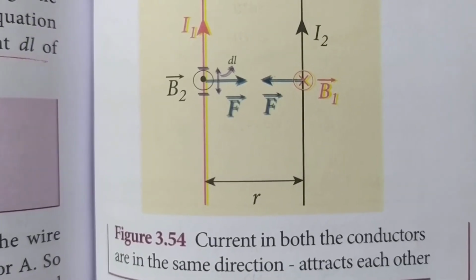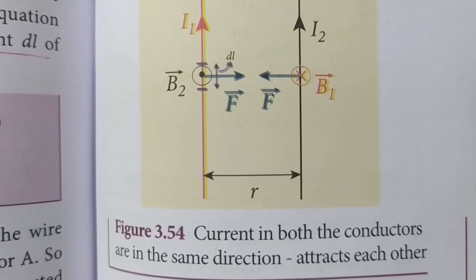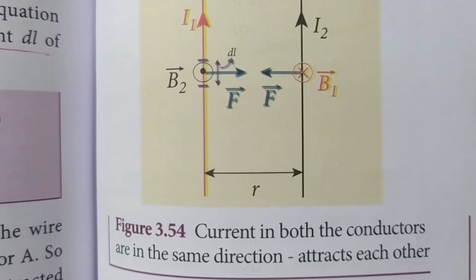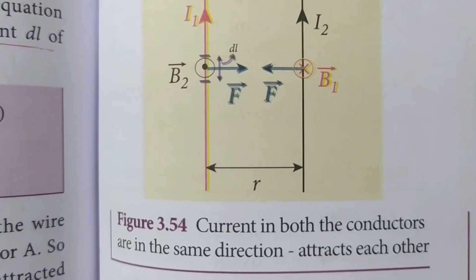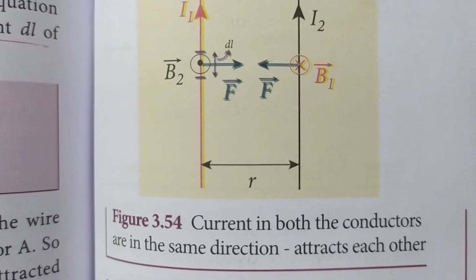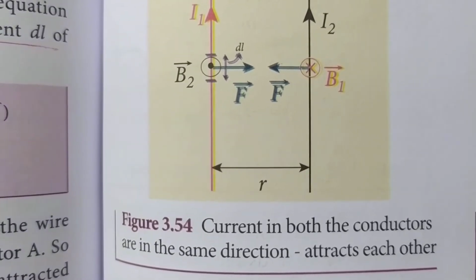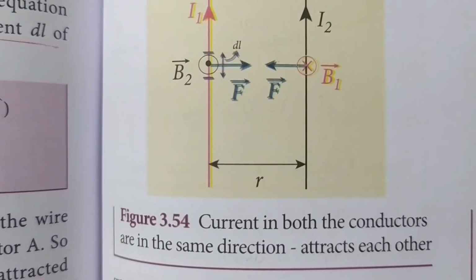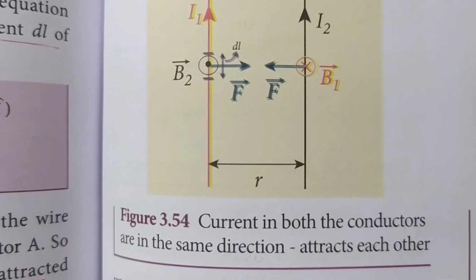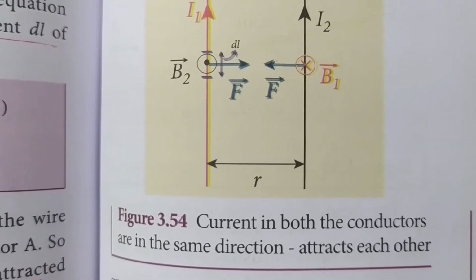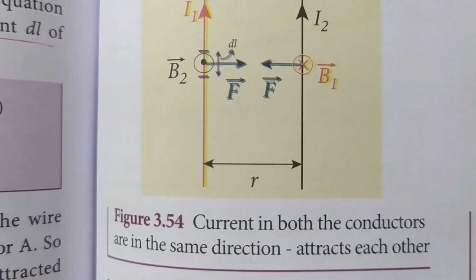B1 is the magnetic induction due to the current I1 and B2 is the magnetic induction due to the current I2. According to the thumb rule, you have the force vectors F directed towards each other. That is, when the currents flow in the same direction, the force is attractive. In the first conductor it is shown by a dot, which means the force is acting outwards, and in the next diagram the force is shown by a cross, which means the force is acting inwards.